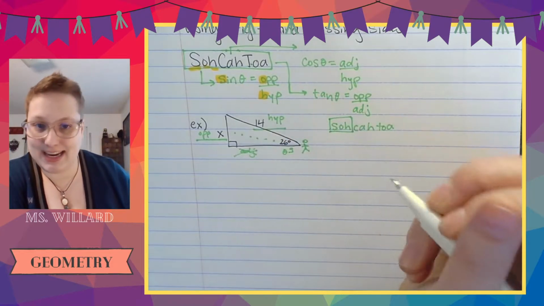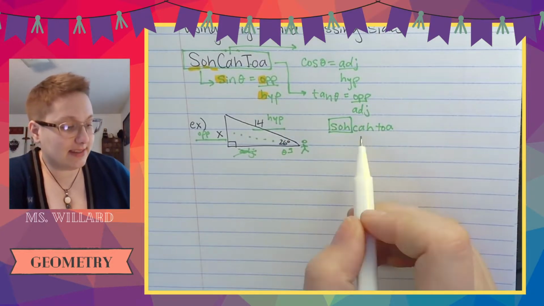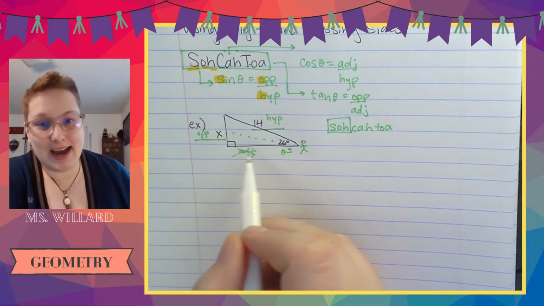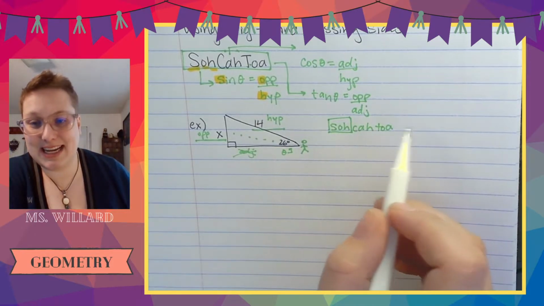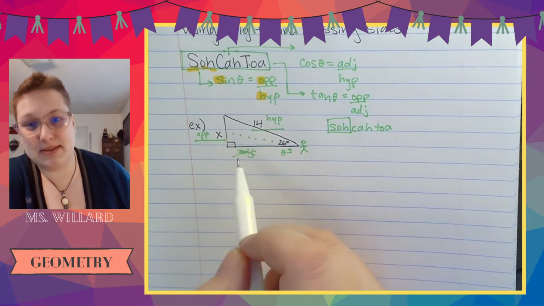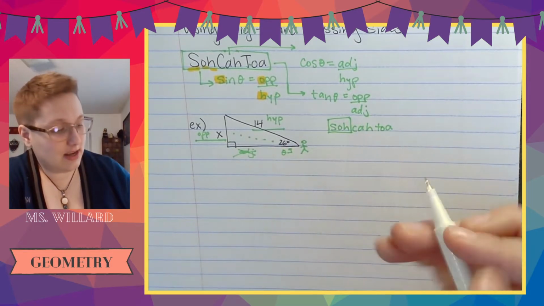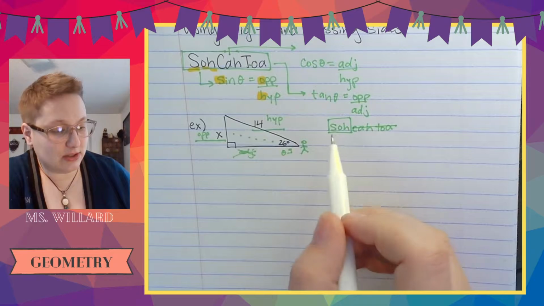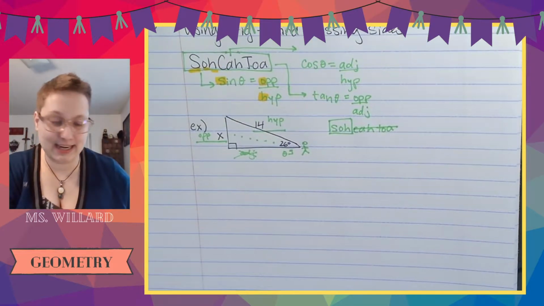Cosine will either need or want the adjacent side, and tangent also either needs or wants it. I can't have 2 unknowns. I don't know the opposite or the adjacent, so I can't use cosine or tangent. I'm going to use sine.